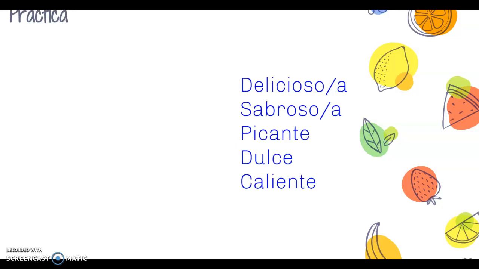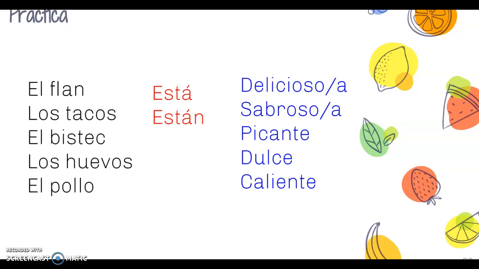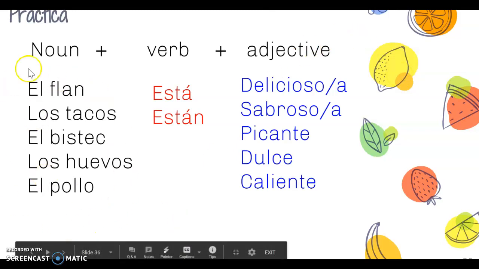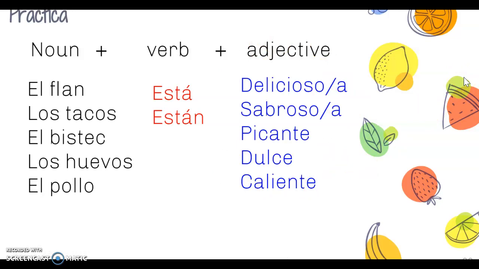Okay, so you would use the verb está or están, and then start with the noun you're describing. Okay, so as far as structure goes, say the noun, correct form of the verb, and the correct adjective. Now remember, make sure that your noun, adjective, and verb all match in gender and number. Okay, so los tacos están sabrosos, for example. Okay, so they have to match.